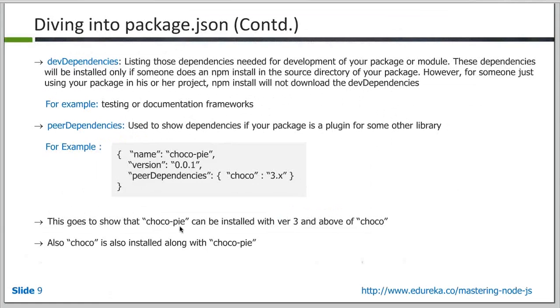This goes to show that choco-py can be installed with version 3 and above of Choco. That is what the version 3.x means. So we're going to talk a bit more about the versioning and what are the good and bad things to do with it. Also, Choco is installed along with the ChocoPy module when you run npm install.